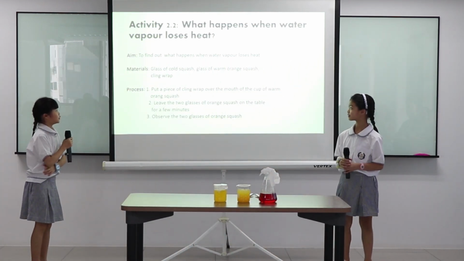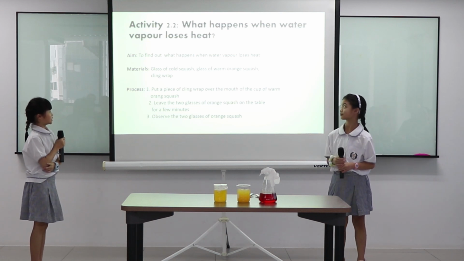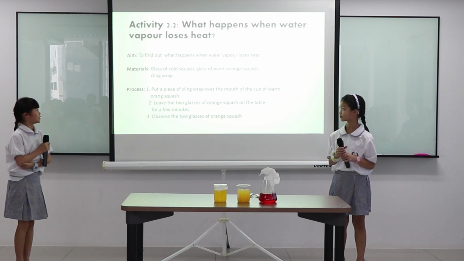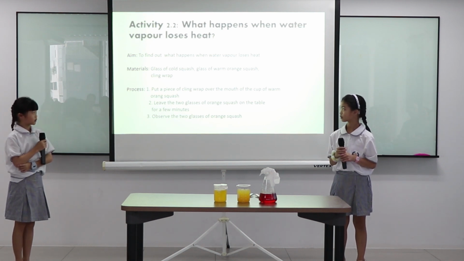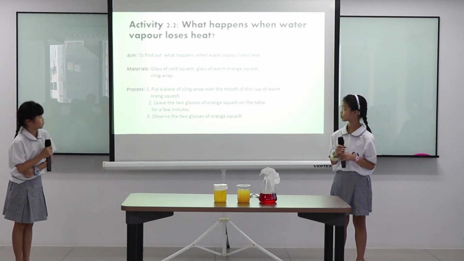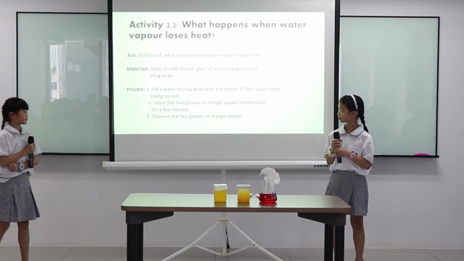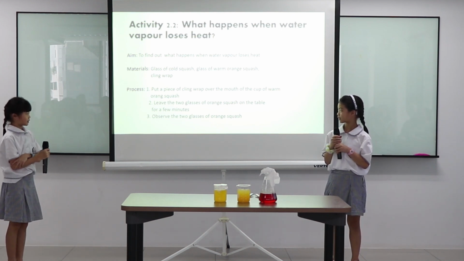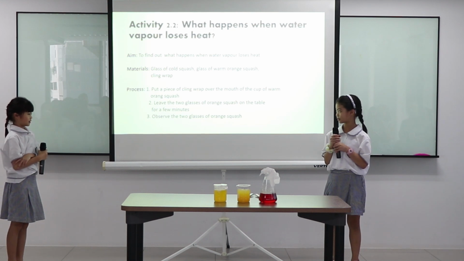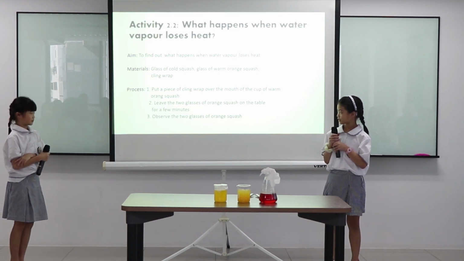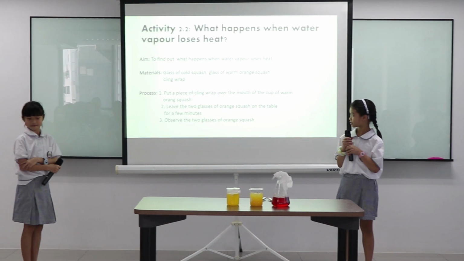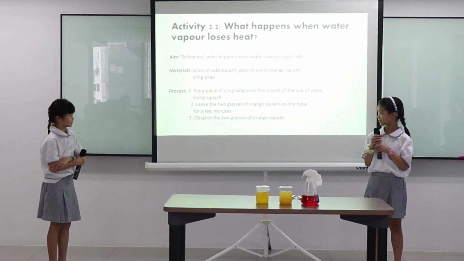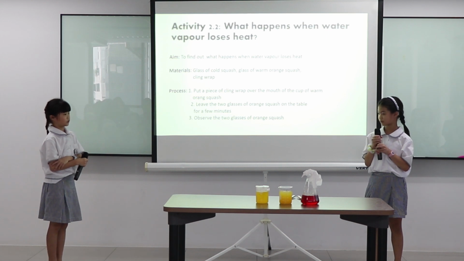Activity 2.2. What happens when water vapor loses heat? Aim: to find out what happens when water vapor loses heat. Materials: glass of cold orange squash, glass of warm orange squash, and cling wrap. Process. First, put a piece of cling wrap over the mouth of the cup of the warm orange squash. Second, leave the 2 glasses of orange squash on the table for a few minutes. Third, observe the 2 glasses of orange squash.